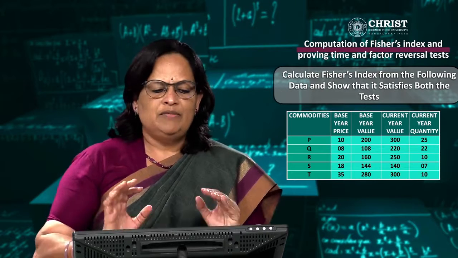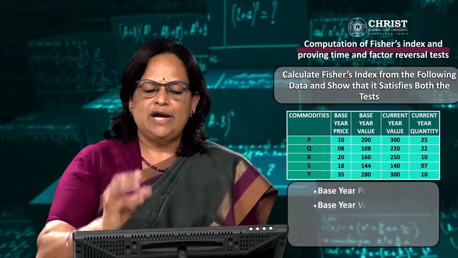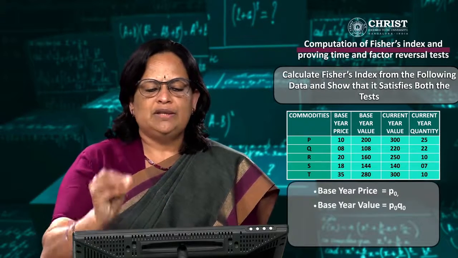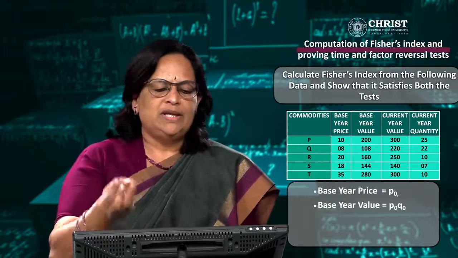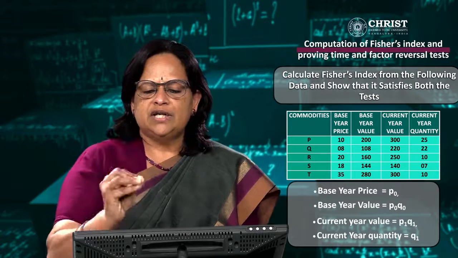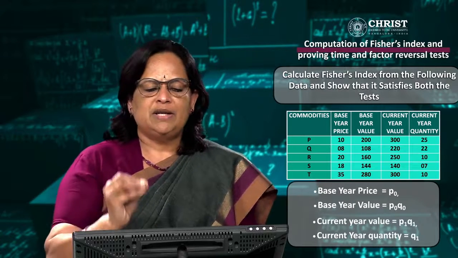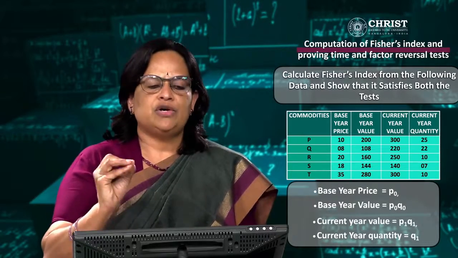Now let's see how we will do this. Base year price is P0, base year value is P0 Q0, meaning Q0 values you have to find out from the base year value. Next is current year value P1 Q1, and current year quantity Q1 is given, meaning the P1 values you have to find out from the current year quantity.